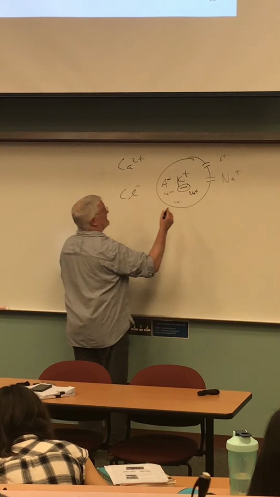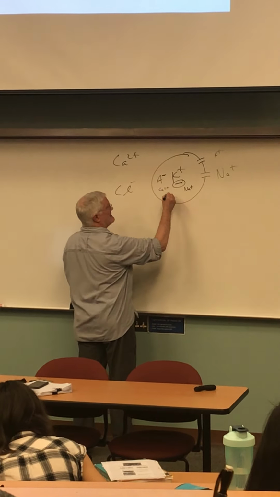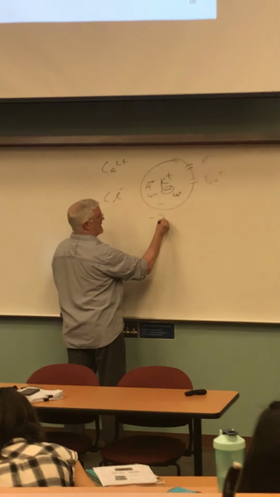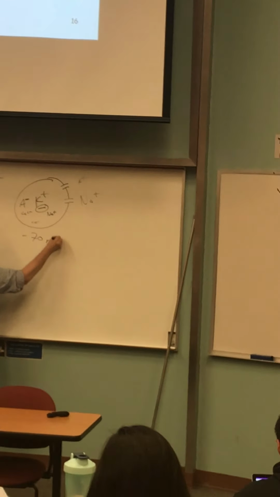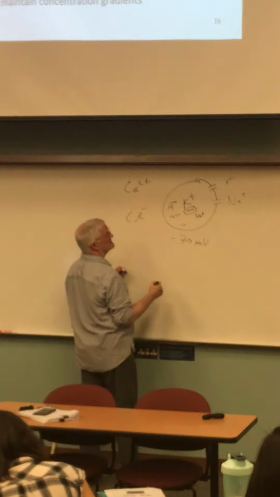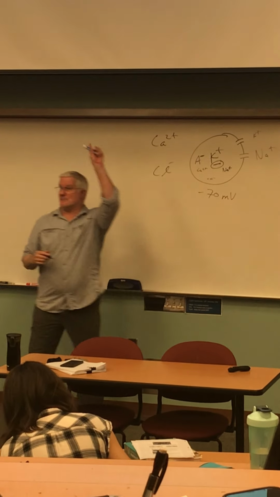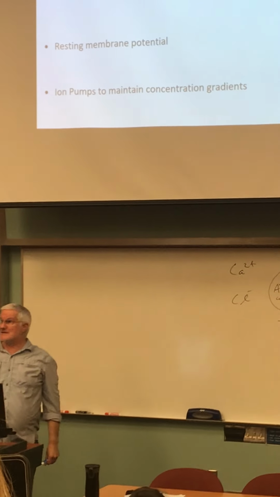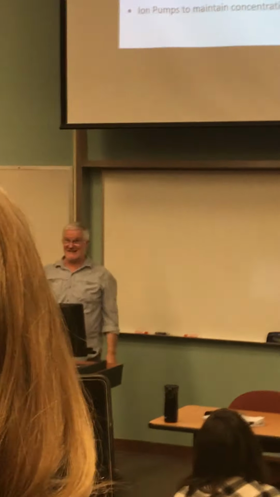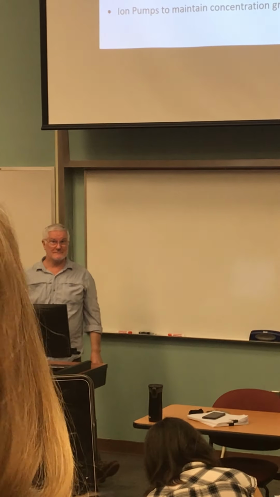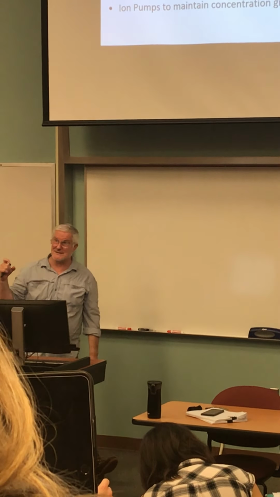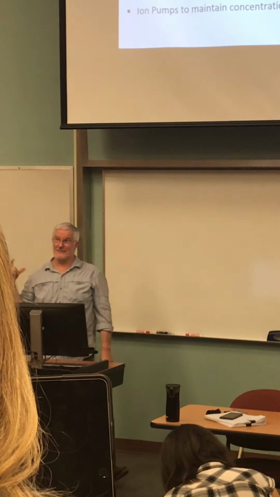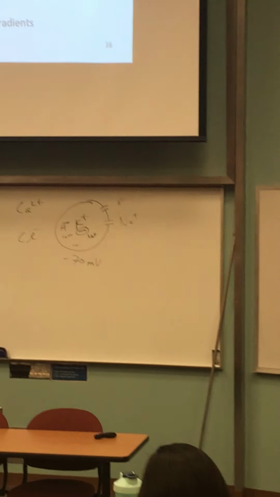And we're going to show it like this. I'm just going to give you a number for the moment of negative 70 inside. Negative 70 millivolts. Now we have this term up here called the membrane potential, measured in millivolts. That is going to be the difference in charge across the cell membrane.